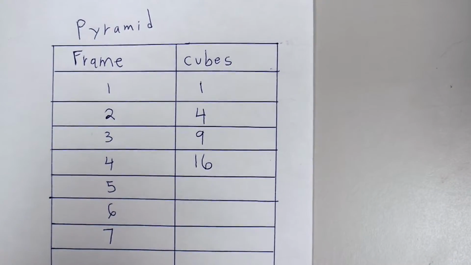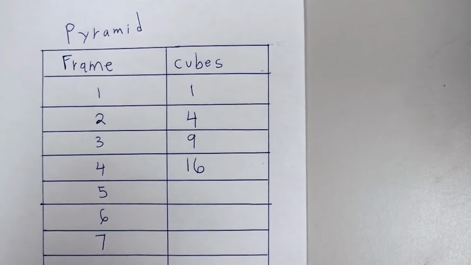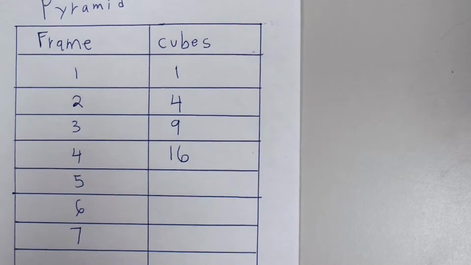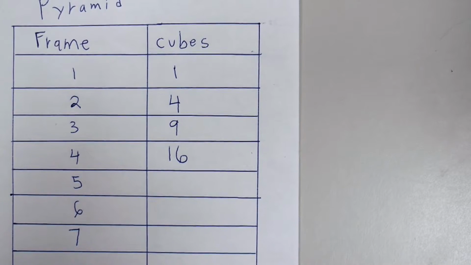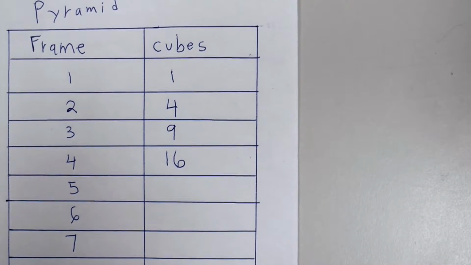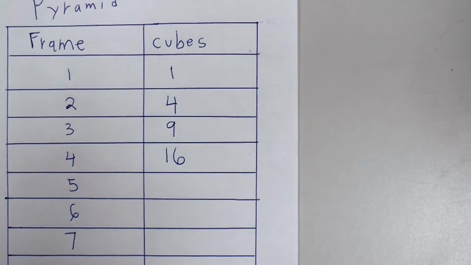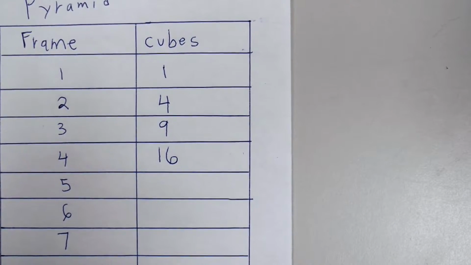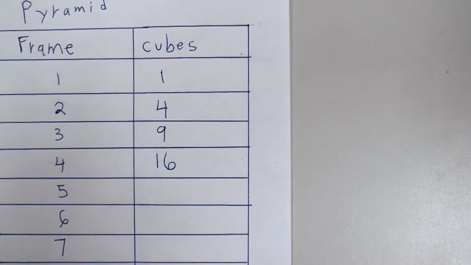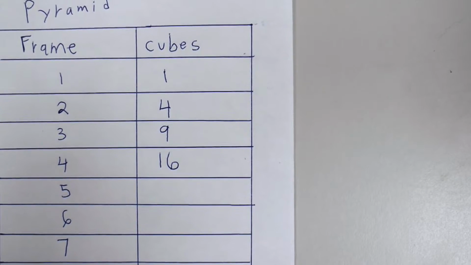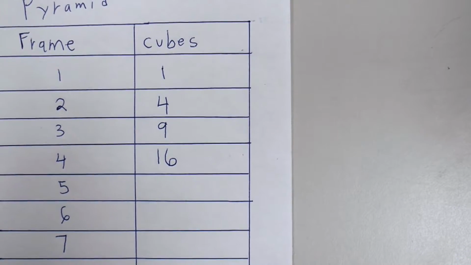Okay, we've created a chart in order to continue our pattern. We started with 1 frame, we added 3, and that brought us to 4. Then we add 5, which brought us to 9, and we added 7, which brings us to 16. So to 16, we're going to have to add 9. To that frame, we'll add 11, and so forth.